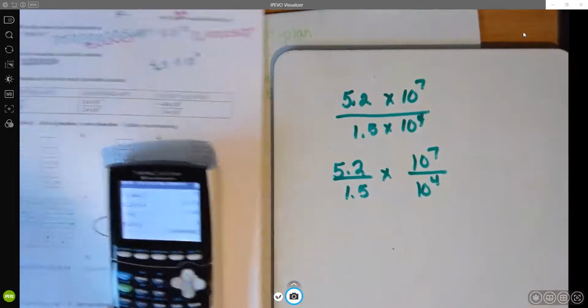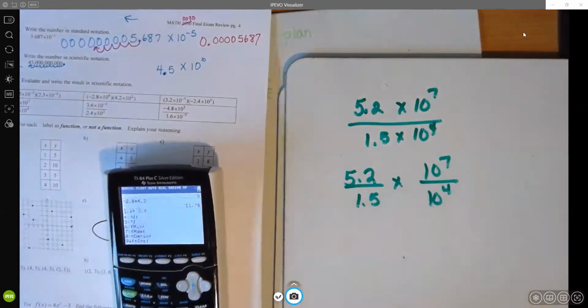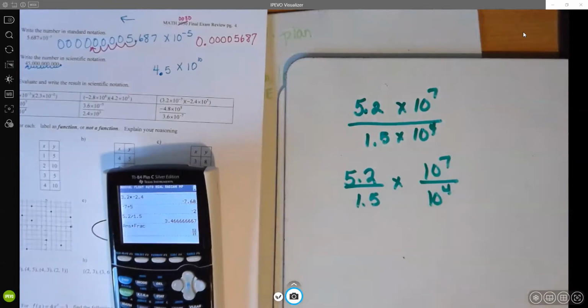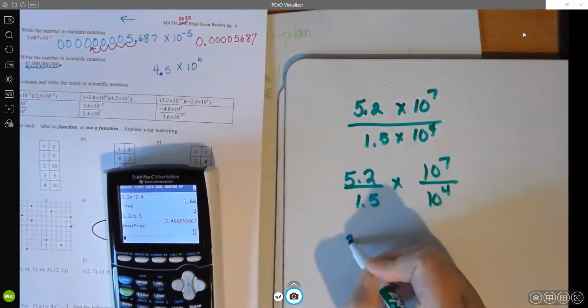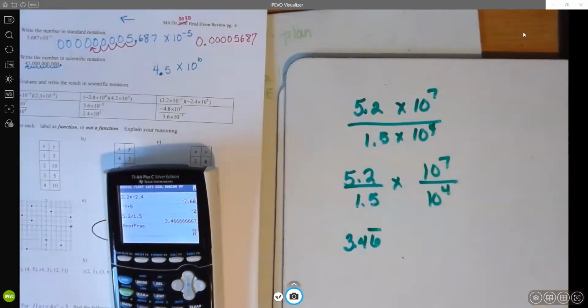And so I will take 5.2 divided by 1.5, and it gives me an ugly decimal, yuck. I don't know if I like that ugly decimal. I don't like the fraction much better. So I'm just going to write 3.46, and I'm going to put a repeating bar over the 6.